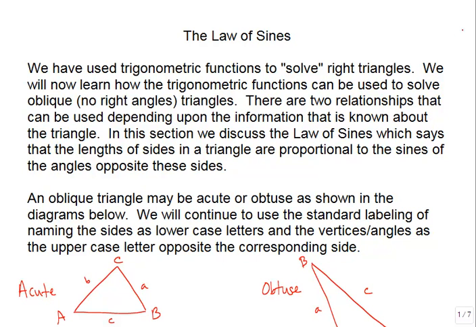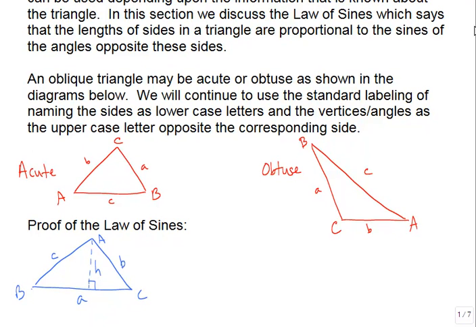When we talk about oblique triangles, we're going to use this standard labeling system, and these can be acute or obtuse triangles. This one would be acute, where all the angles in the triangle are smaller than 90 degrees, or this would be an obtuse triangle where exactly one of the angles would be greater than 90 degrees. And the way that we label these in a standard way is to label the vertices of the triangle as capital letters and the opposing side as lowercase letters.